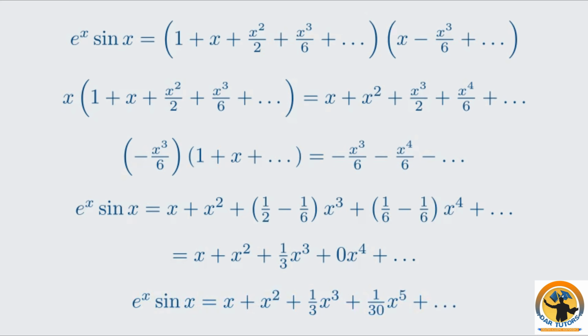The interval of convergence for the product of two series is the intersection of their individual intervals of convergence. Since e to the x and sine x both converge for all x, their product also converges for all x.